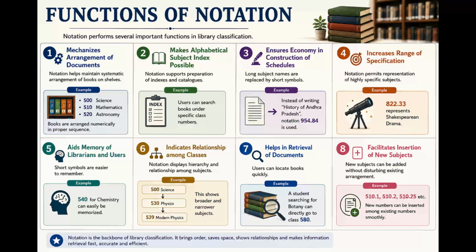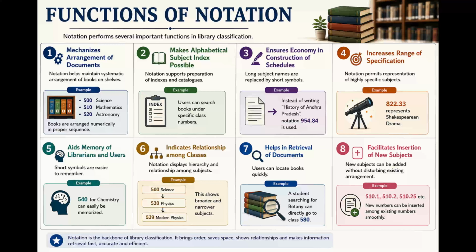The sixth function is indicating relationship among subjects. Notation shows hierarchy. 500 science, 530 physics, 539 modern physics. This clearly shows broader and narrower subjects. The seventh function is helping in retrieval of books. If a student wants botany books, they can directly go to class 580. The eighth function is facilitating insertion of new subjects. New subjects can be added without disturbing the existing order. 510, 510.1, 510.11, 510.12, and so on.